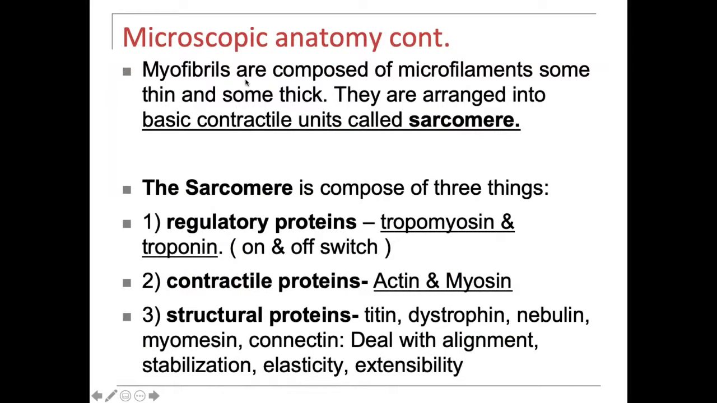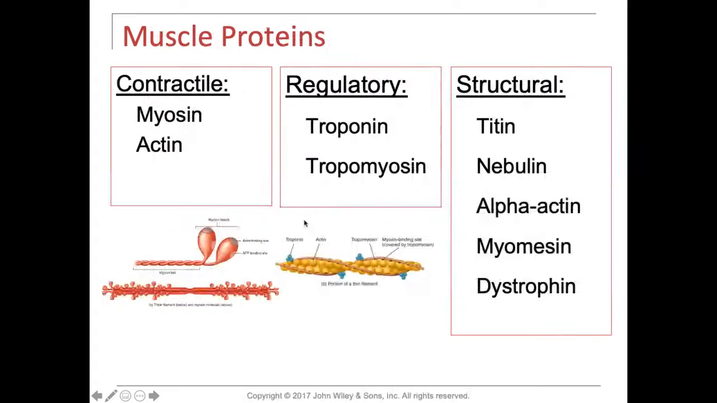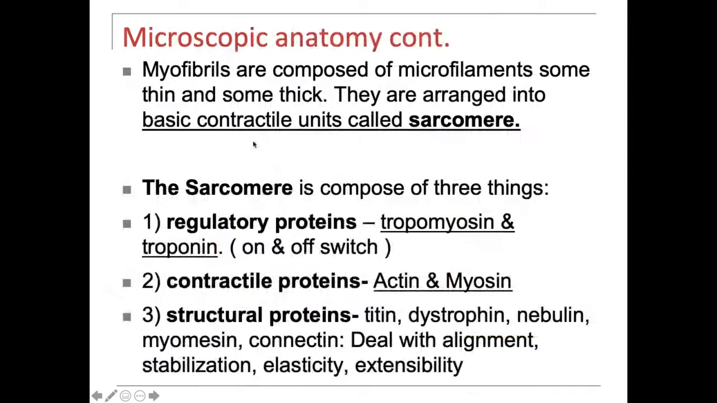Okay, so we have the myofibrils. Myofibrils are composed of these microfilaments. We said some are thin, some are thick. The thin ones are actin, and the thicker ones are myosin. They're arranged in contractile units. The contractile or functional unit of muscle is called a sarcomere. So the sarcomere is composed of three things. These three things: contractile proteins, regulatory proteins, and structural proteins.